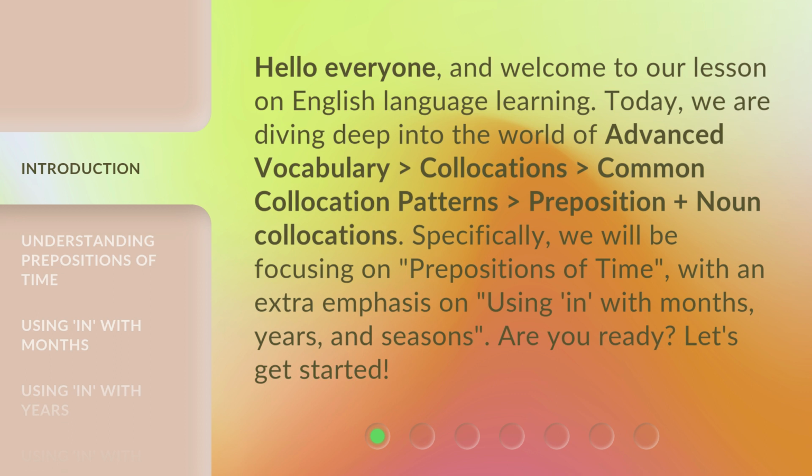Today, we are diving deep into the world of advanced vocabulary, collocations, common collocation patterns, preposition plus noun collocations. Specifically, we will be focusing on prepositions of time, with an extra emphasis on using "in" with months, years, and seasons. Are you ready? Let's get started.